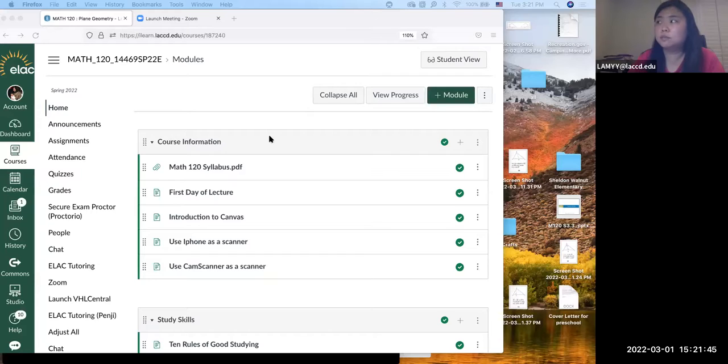Okay, guys. Yeah, finally, I figured out my Zoom.